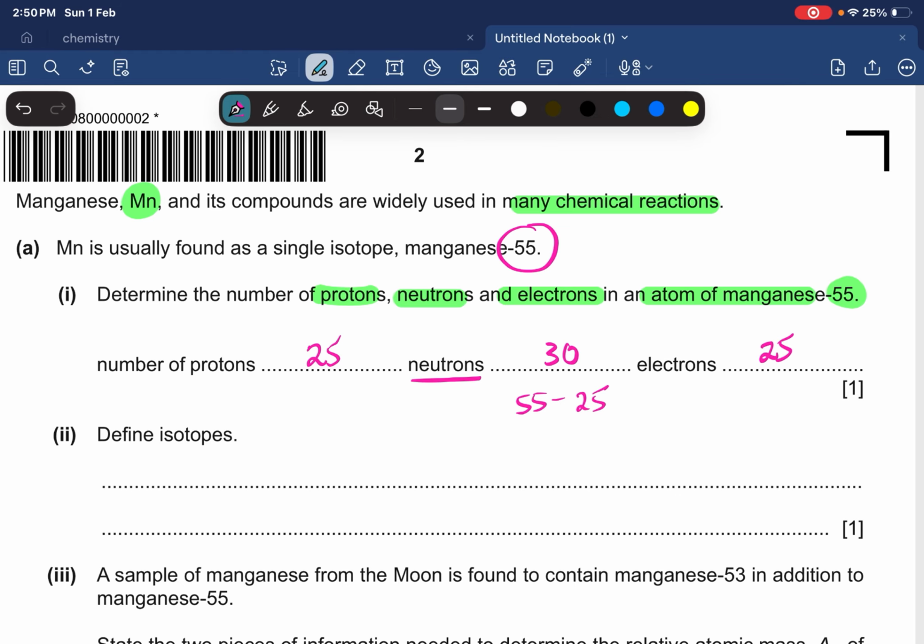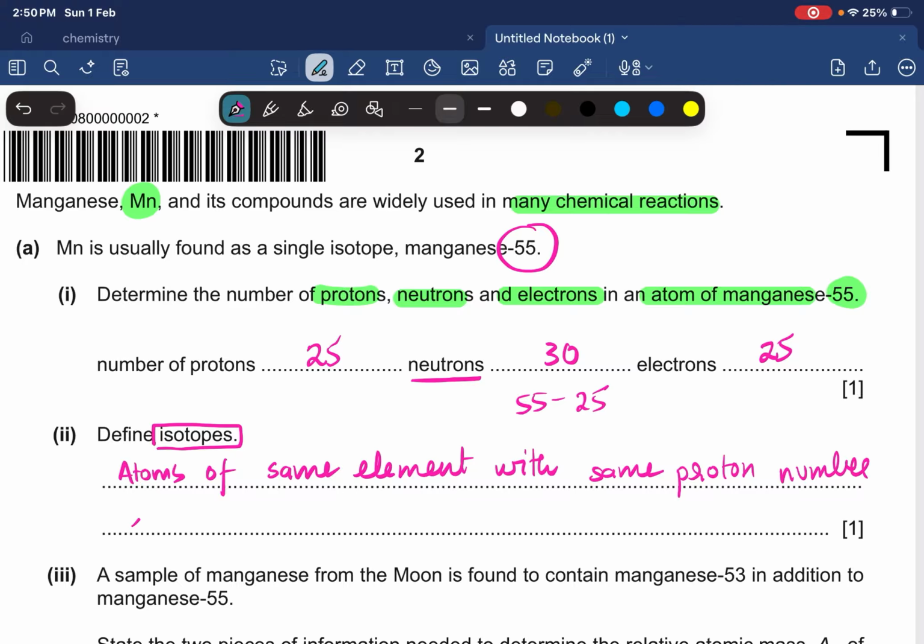Define isotopes. Okay, isotopes are atoms of the same element, so we're gonna write the full definition. Atoms of same element, the element is the same, with same proton number, but different neutron number. So the neutron number is different, right? But the proton number is the same.